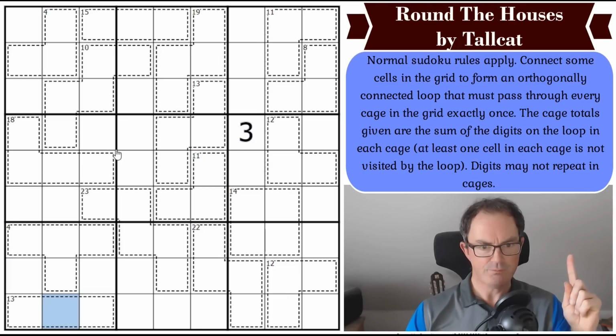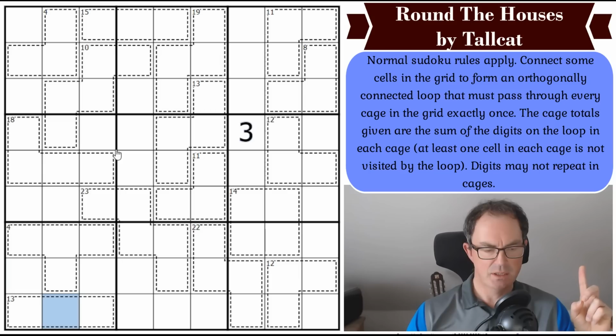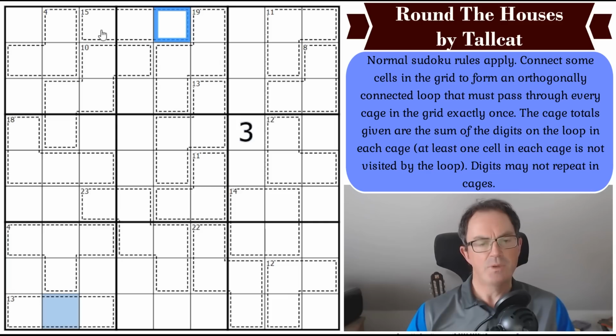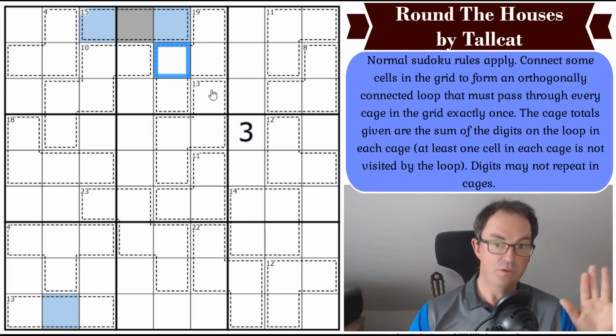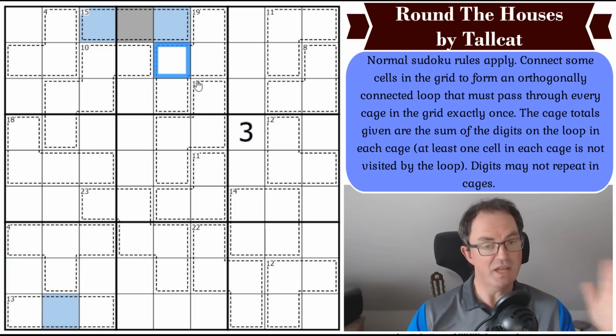Now, that means I'm just trying to pick a good cage. Let's look at this 15 cage. When I was thinking about it before, I had been thinking these two could have been on the loop and this one would be not on the loop, say. In that case, the rules are telling us that doesn't work. That's impossible. Because if we do this, watch what would happen.